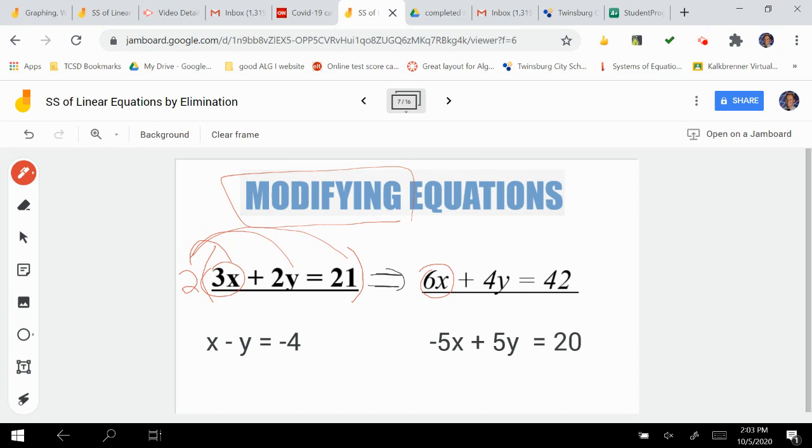Because remember, multiplication went to kindergarten. They learn how to share with everyone. Adding and subtracting, they're not as friendly. They only combine like terms with each other. So x's go with x's, y's go with y's.